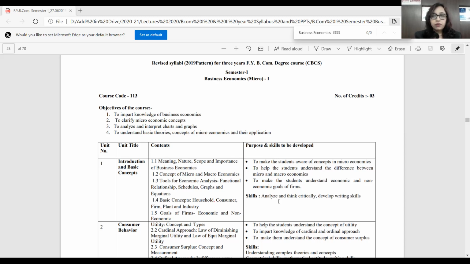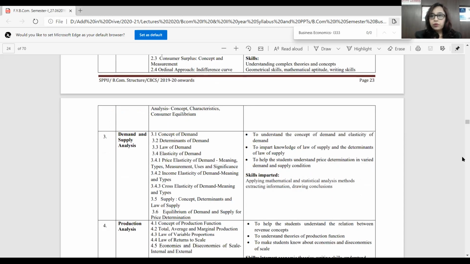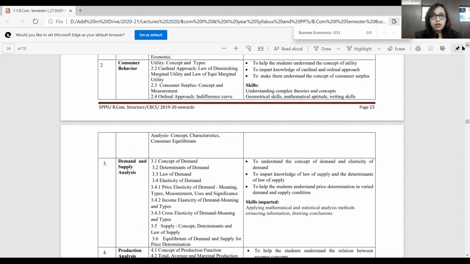Then the second unit covers your utility. Yes, so it studies consumer behavior. You study utility, marginal utility, law of equimarginal utility, consumer surplus. You'll understand approaches like the cardinal approach and ordinal approach, the difference between them, right? In the third unit, you study demand and supply analysis.